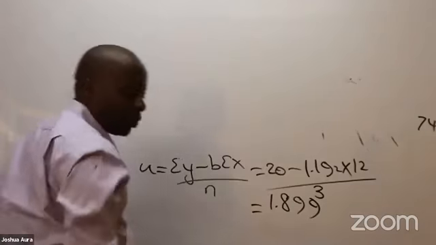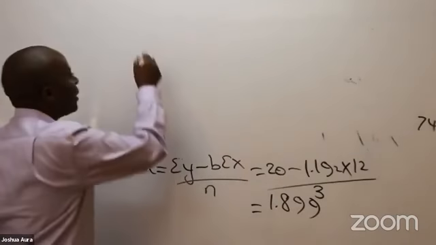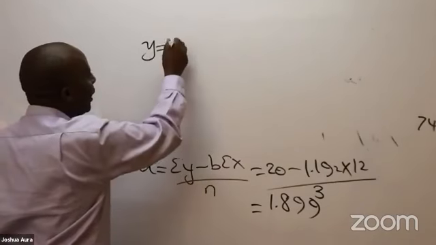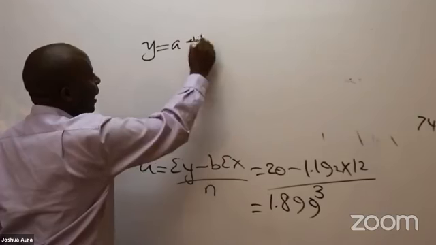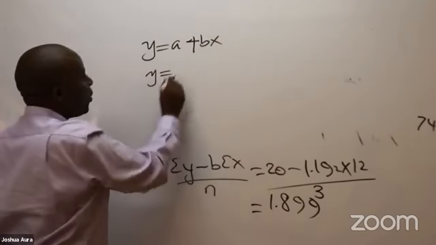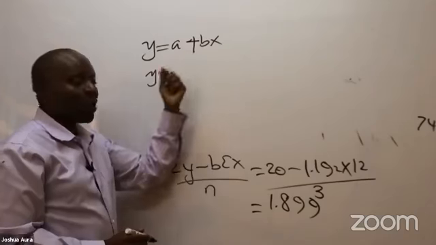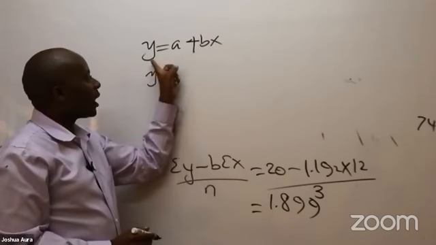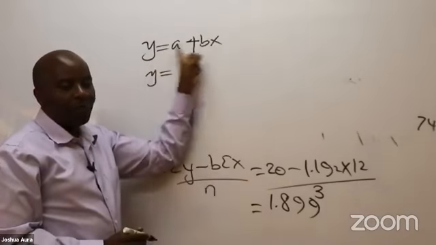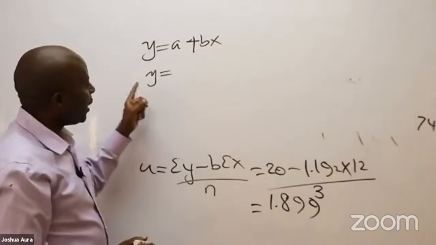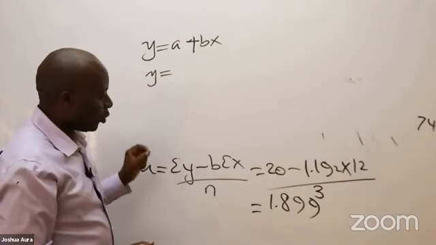Our regression equation, ladies and gentlemen, looks like this. So we have here Y equals A plus BX. Now that we have the A, we have the B. These are the connectors, regression parameters that connect between Y and what here? Between Y and X.